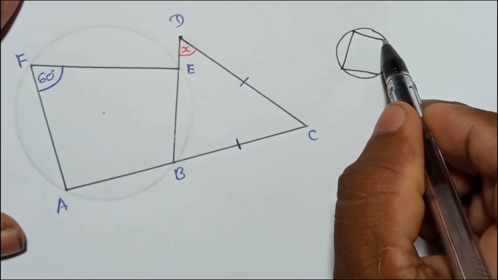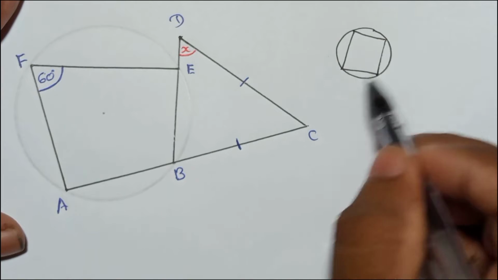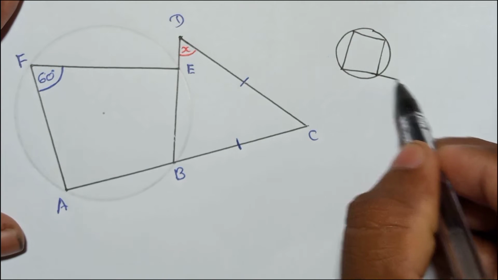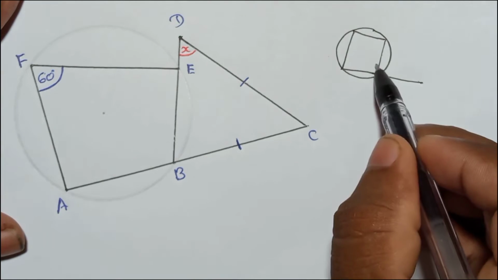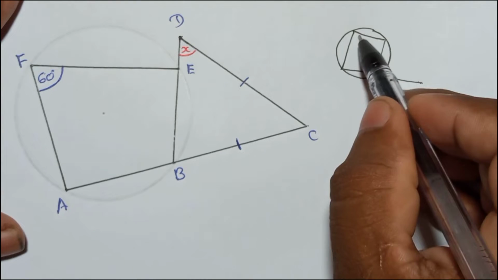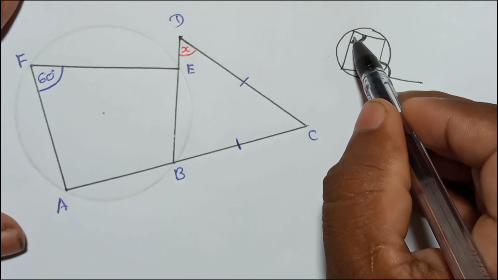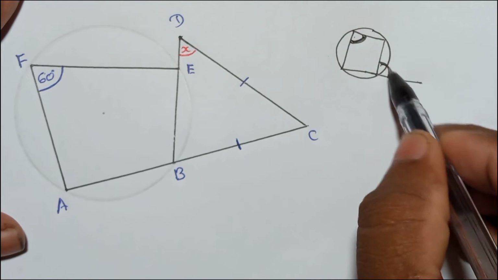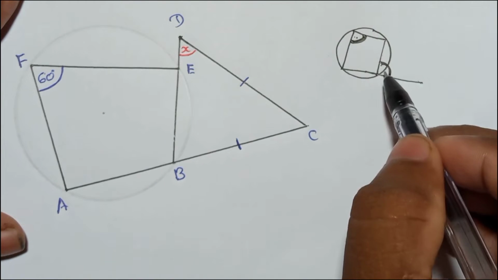When you have a cyclic quadrilateral, if you extend one side, this exterior angle will be equal to the interior opposite angle, this angle, right? Here, same. Now, if this is x, this also will be x. If this is 50, this is also 50.